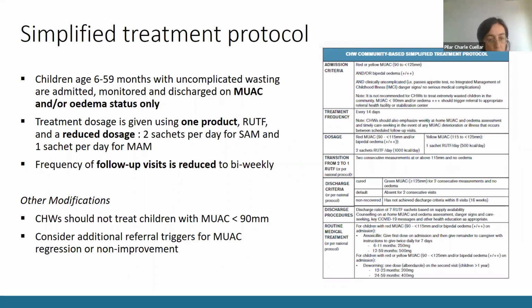So the protocol is based on a series of evidence-based protocols that combine and simplify a standard treatment protocol and is an appropriate adaptation for community health worker, community-based treatment in the context of COVID-19. I think this has been explained by Grace at the beginning of the webinar. So the simplified treatment protocol does not require community health workers to measure height, weigh children, or interpret RUTF dosages.